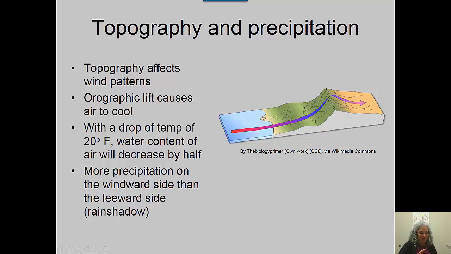So, the seasons, the latitude, air mass circulation, proximity to a large body of water, and the topography have a huge impact on both temperature and precipitation.